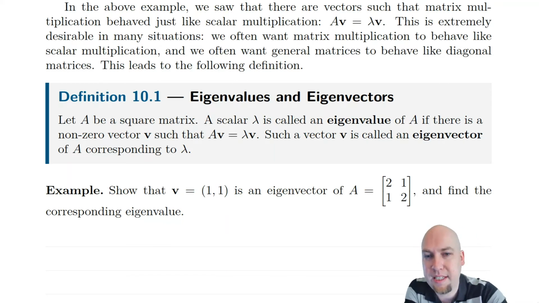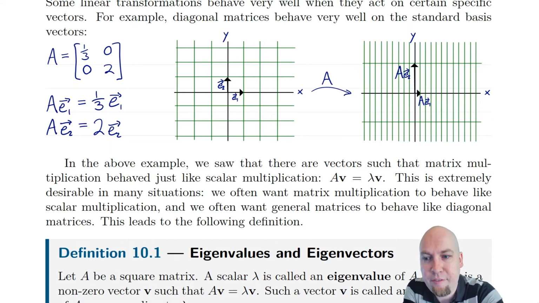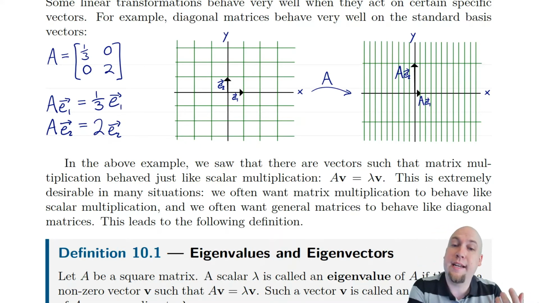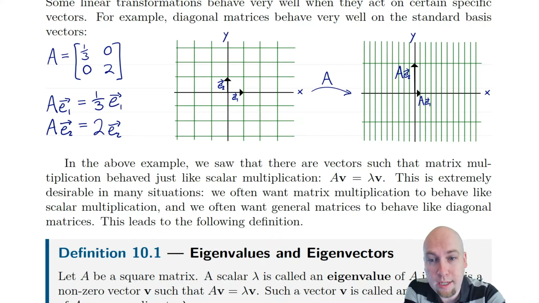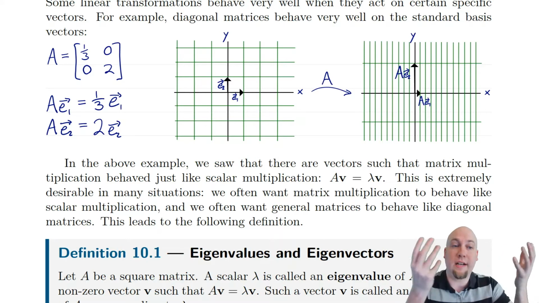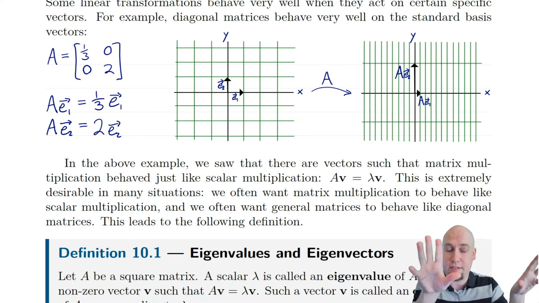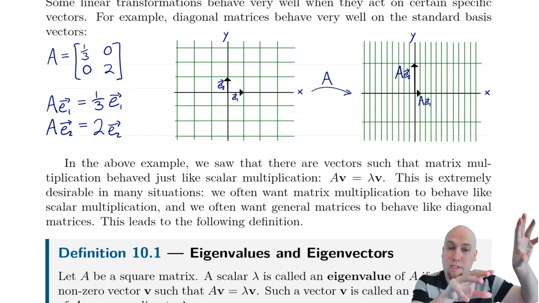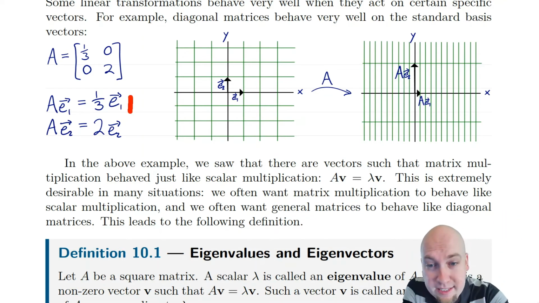So if we go back up to this diagonal example above, for this diagonal matrix, the eigenvalues are 1/3 and 2, right? Those are the stretching factors. And the corresponding eigenvectors are E1 and E2. Those are the vectors that are just getting stretched by A. Other vectors might be getting rotated around and moved and changing their direction, but these two vectors are special.